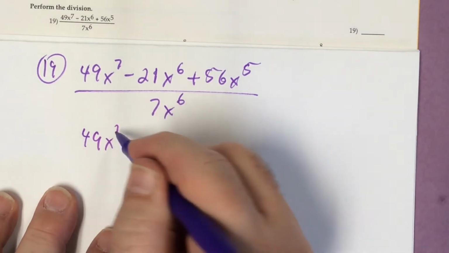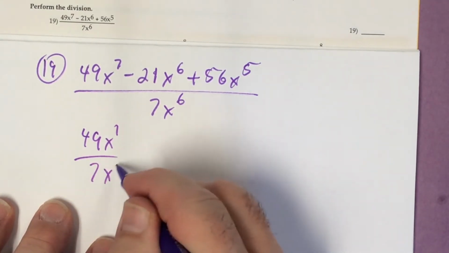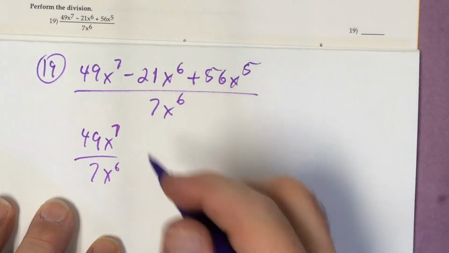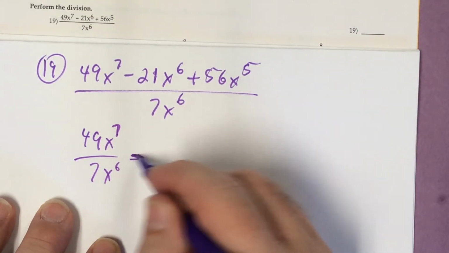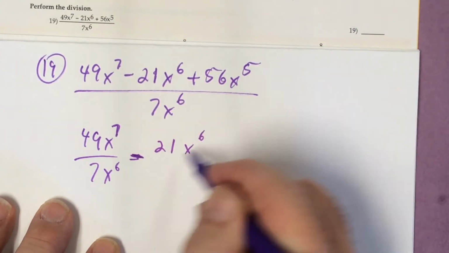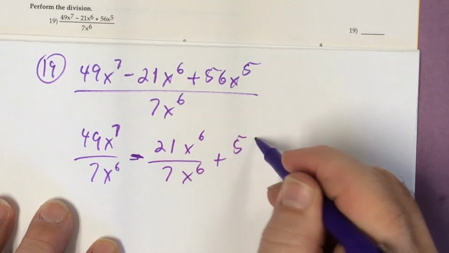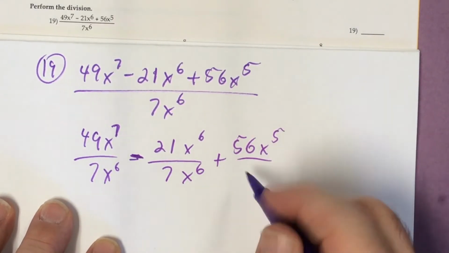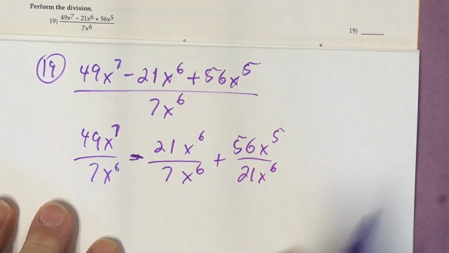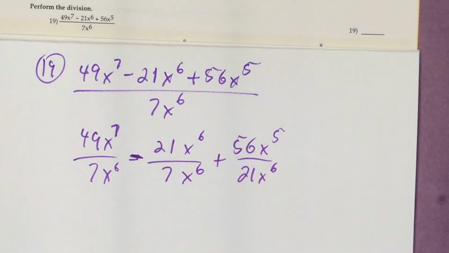49x to the 7th divided by 7x to the 6th. This is going to be minus 21x to the 6th divided by 7x to the 6th, and then plus 56x to the 5th divided by 7x to the 6th. So we divide each of these out individually.